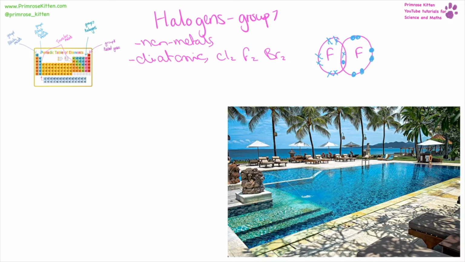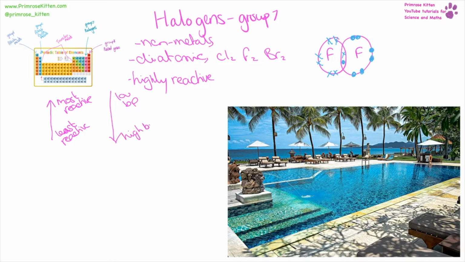So fluorine here can easily gain an extra electron by sharing it with another fluorine. They are highly reactive because they only want to gain 1 electron, and the most reactive ones are going to be at the top. Boiling point is going to change as we move down the group. So things that have a low boiling point or a low melting point are going to be at the top. High boiling points or high melting points are going to be at the bottom.